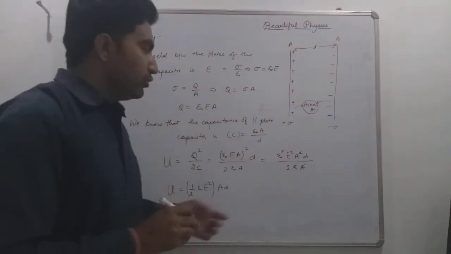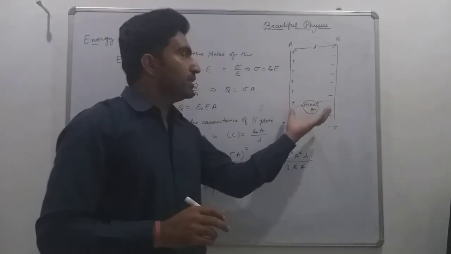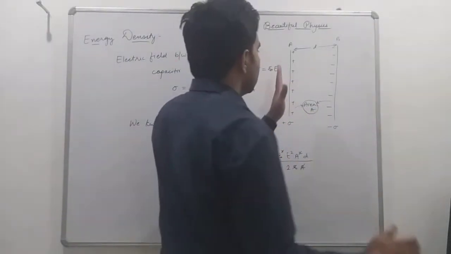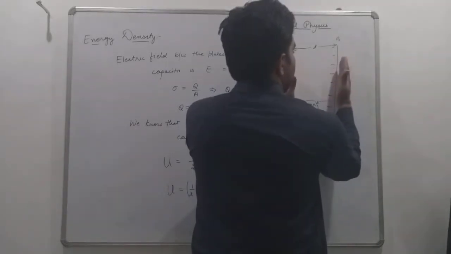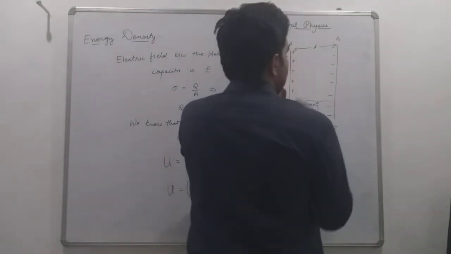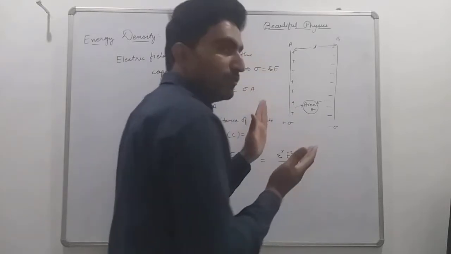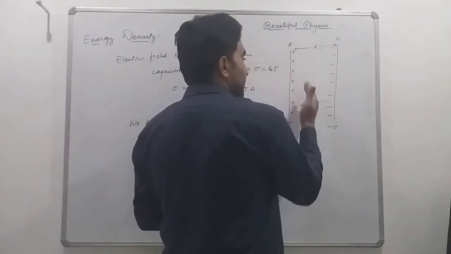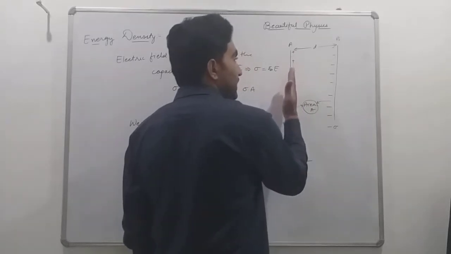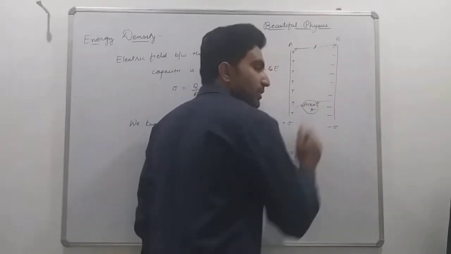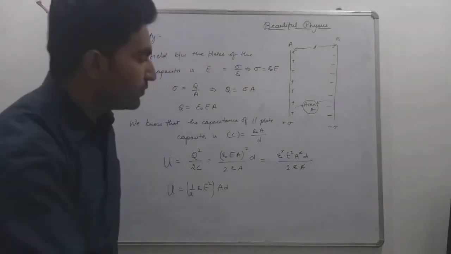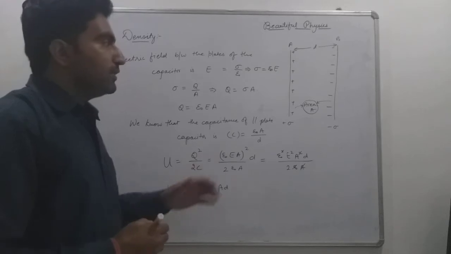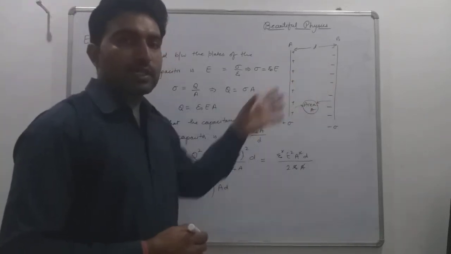Here A into d represents the volume between the parallel plates. Suppose A is the area of cross section. These are the two plates, each plate having area of cross section A, and d is the separation. Then the area of each plate multiplied by the separation between the plates will be equal to the volume. So the term A d represents the volume between the parallel plates of the capacitor.